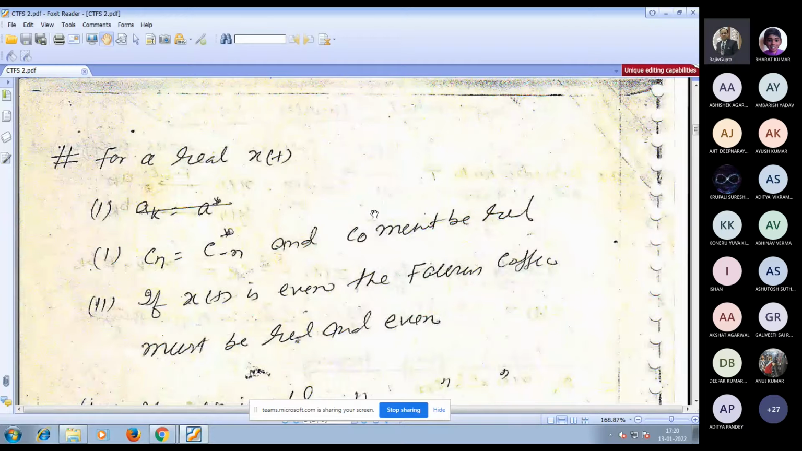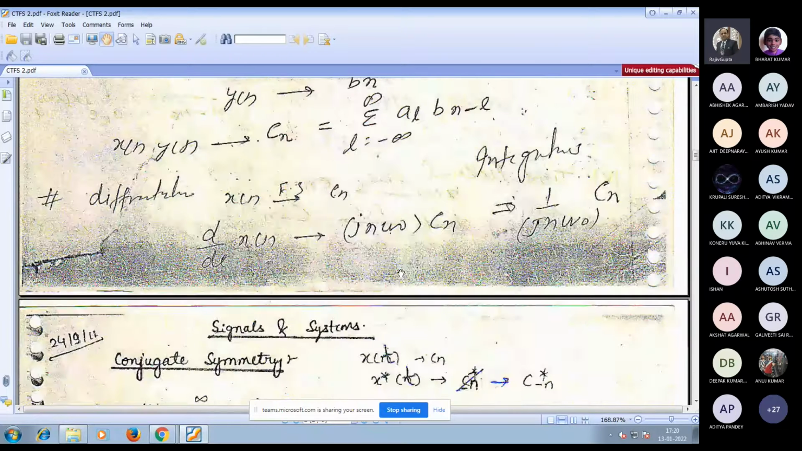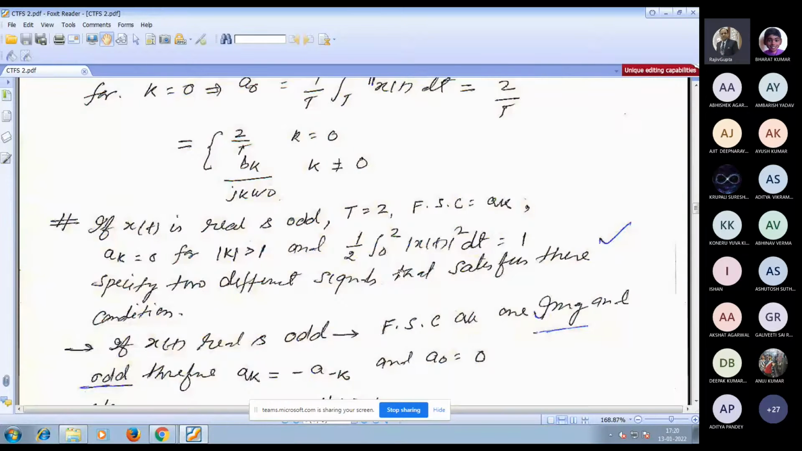अगर xt रियल एंड ऑड है तो फोरियर सीरीज कोएफिशिएंट इमेजिनरी एंड ऑड होंगे और उसका जो c नॉट होगा वो हमेशा 0 होगा, ये ध्यान रखना है. For xt real and odd, the Fourier series coefficients will always be imaginary and odd with c naught equal to 0. Now you can start your numerical.